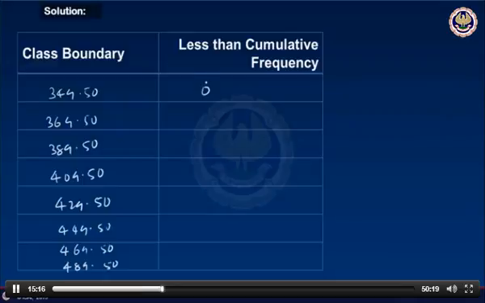The first one is 0, and then 23, 61, 119, 201, 266, 308.